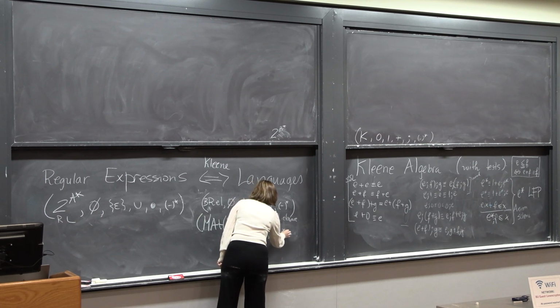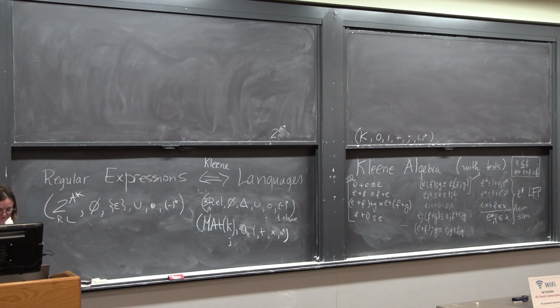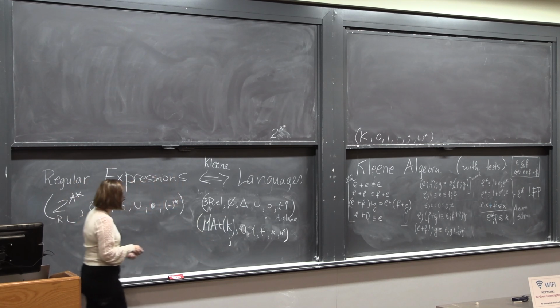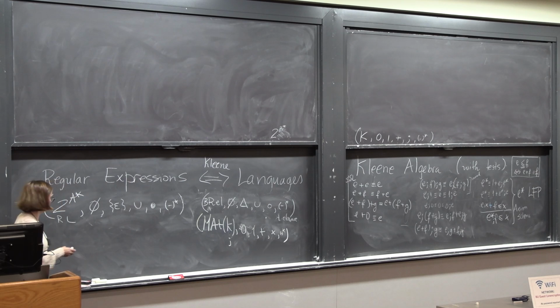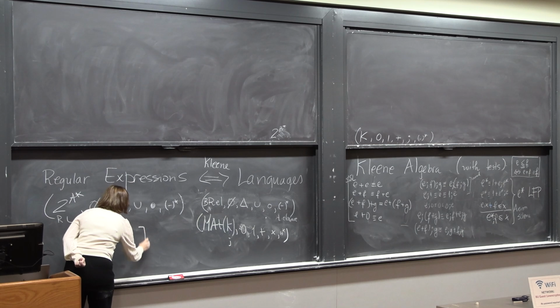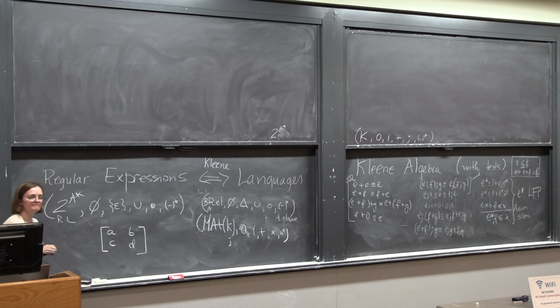And then what do I do with star? I don't know the formula by heart, so I'm going to look at it. This was the thing that I said I would tell you at some point. What I do with star is that I define it for a 2 by 2 matrix, and then I inductively extend it to any square matrix.